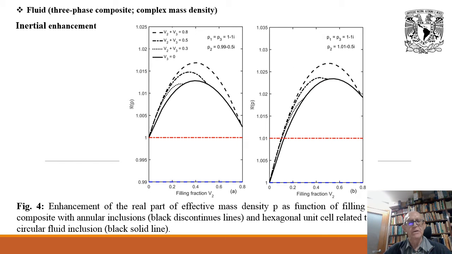As the last example, we have a fluid with complex mass density. This case, as the previous one, has 3 phases. But now let me explain what is the situation here. We have that the mass density of the matrix and the core are the same. The real part of the interface is slightly different from the other two, not the imaginary part.